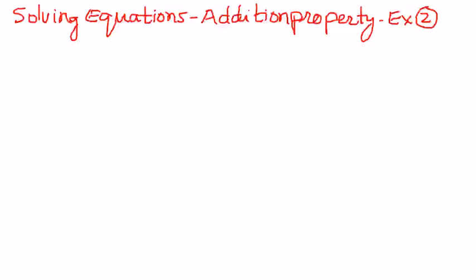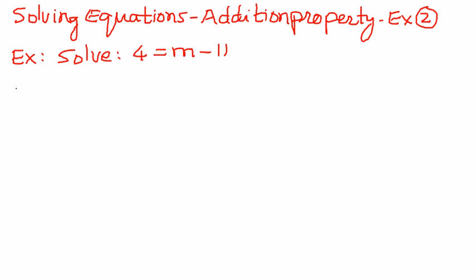Welcome to my presentation. In this presentation, let us look at some more examples using addition property to solve equations. So let's take a simple example. Let's say we want to solve this equation: 4 is equal to m minus 11.